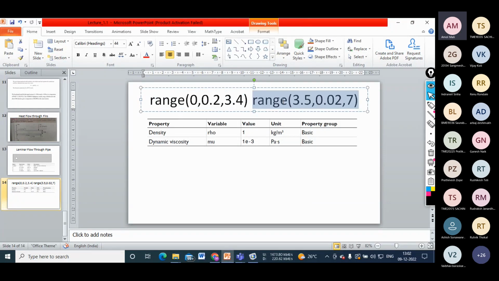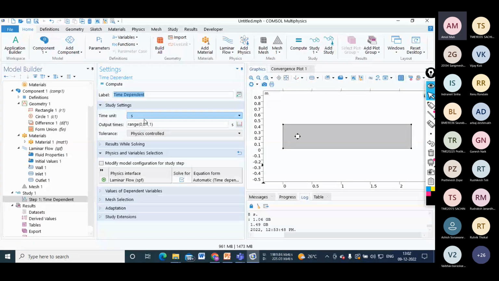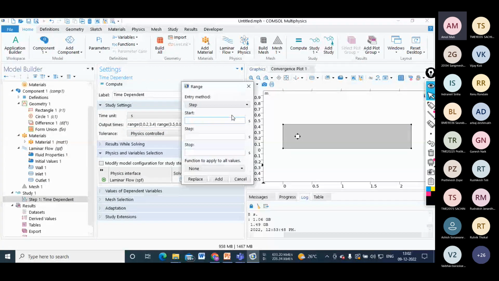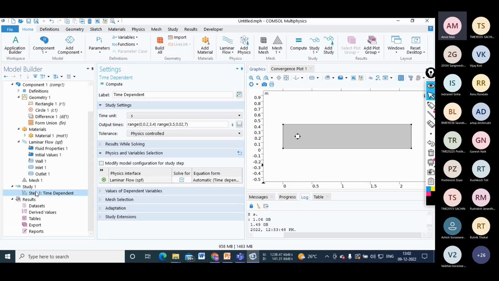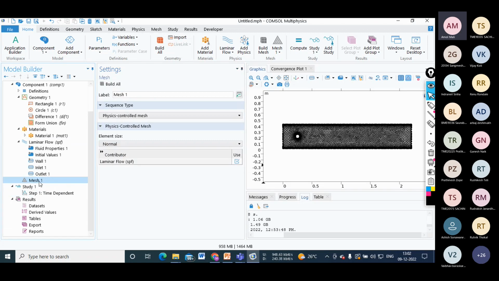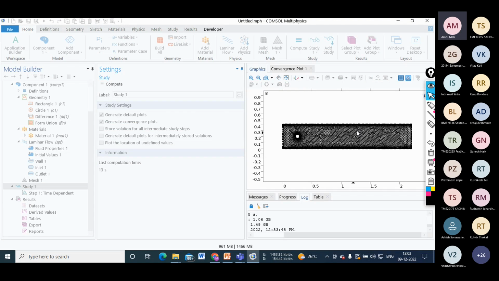If you have done Python, in Python we give a time range and provide a time step for the problem. So that also we can provide here. The facility is given here. Here you can provide the time range: this is the starting time, this is the step value, and this will be the stop value. Okay, next to that, meshing we will keep the same normal meshing and we will solve. It will take 1 to 2 minutes for solving.